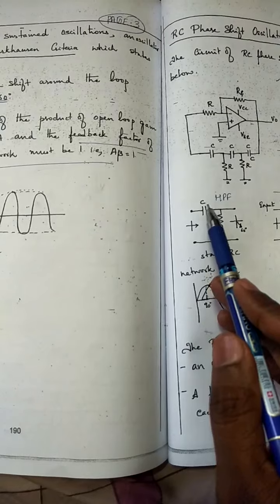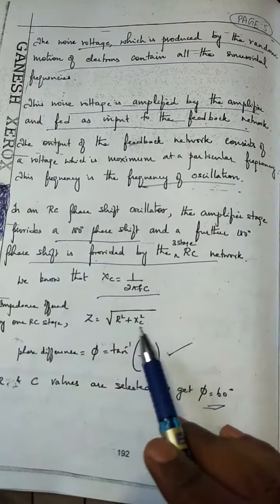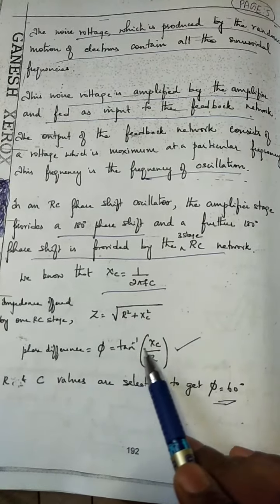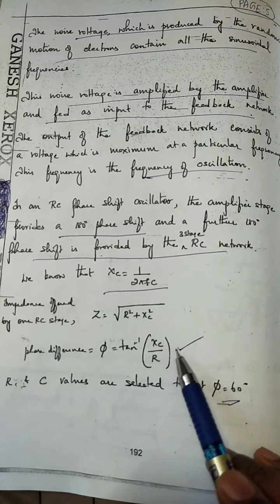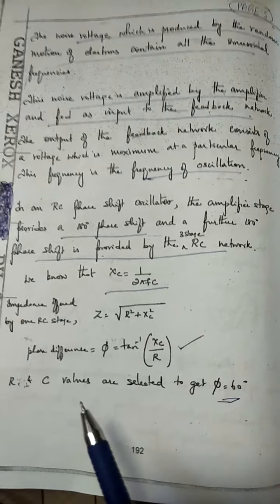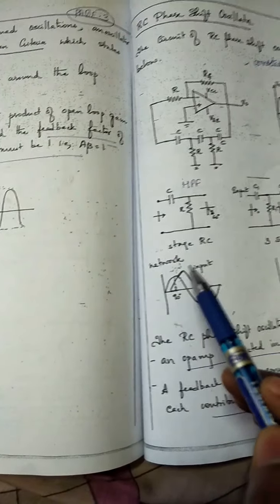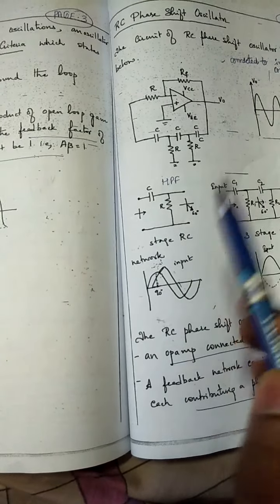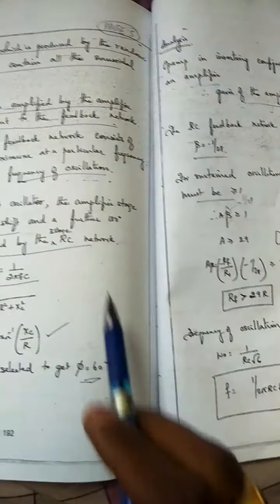We know that Xc, the reactance of the capacitance, is Xc equal to 1 over 2 pi fC. The impedance for one RC phase shift is Z equal to root of R square plus X square, because we have one RC, meaning we have R and C. The reactance of the capacitor is given by Xc. So the phase difference phi is equal to tan inverse of Xc by R. This you studied in module 2. So the R and C values you have to choose in such a manner that it should give a phase shift of 60 degrees.